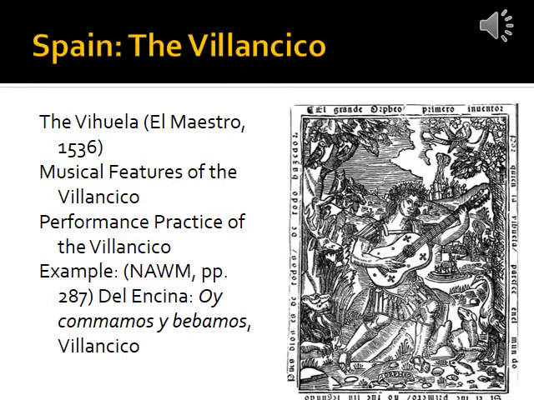One of the great examples in your anthology on page 287 is Juan del Encina's Hoy comamos y bebamos, which means let us eat and let us drink and let us party, for tomorrow we all diet. This villancico was specifically written to be performed before Lent, which was a time of fasting. So this was a huge party that they often had right beforehand, which is called Carnival.